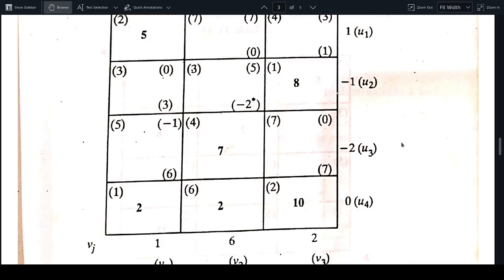Will we always get a loop, or sometimes we won't get a loop? This is not clear. So I'm saying, will we always have a loop in the cells, or sometimes there won't be any loop?